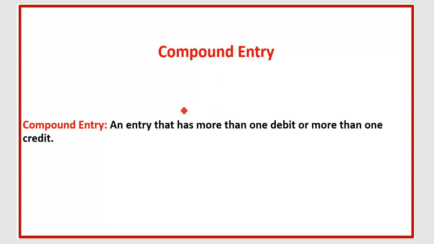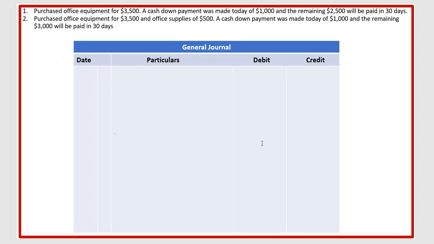In this lesson, I will explain to you about compound entry in accounting. As I have told you, each transaction affects at least two accounts. But if the transaction affects more than one debit or more than one credit, then it is called a compound entry. Here I have set a few examples. With the help of a few examples, we will learn the concept of compound entry.